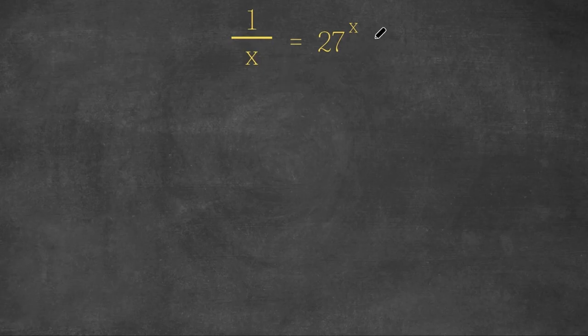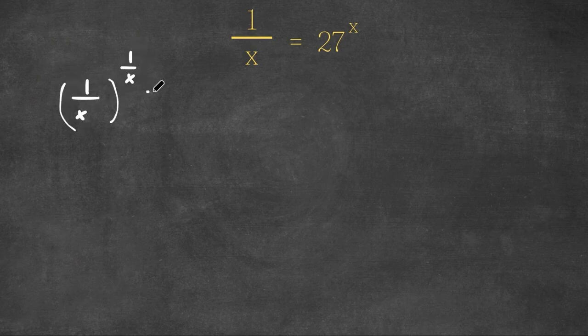Now, what I'm first going to do is take the power of 1 over x on both sides. So now we have 1 over x to the power of 1 over x is equal to 27 to the power of x, to the power of 1 over x.